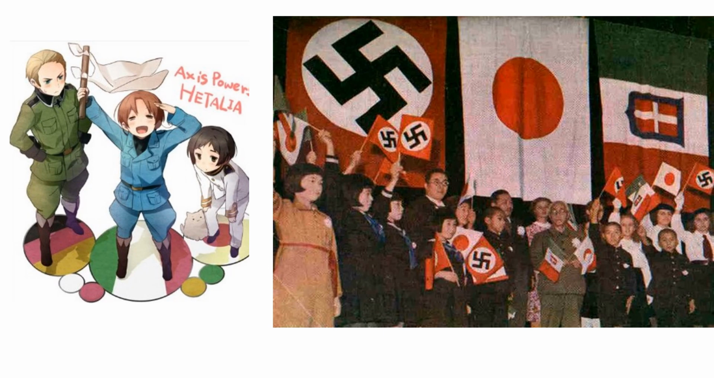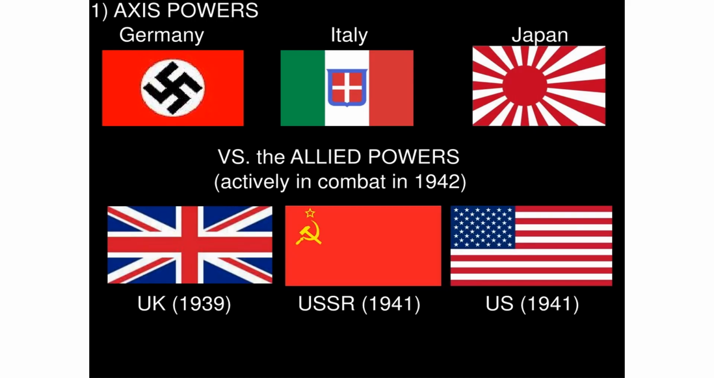Okay, so in this particular picture, you can observe specifically the different flags. You have the German flag, you have the Japanese flag, you also have the Italian flag. So what do these flags represent? These flags actually represent a few things. It represents the Axis powers. And in World War II, they were fighting the Allied powers: UK, Soviet Union, and USA.